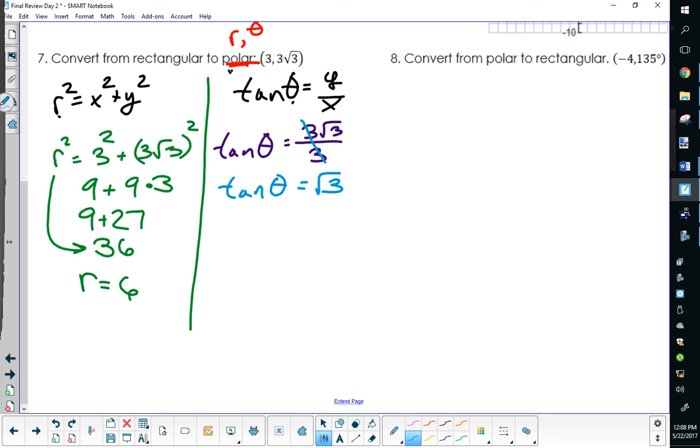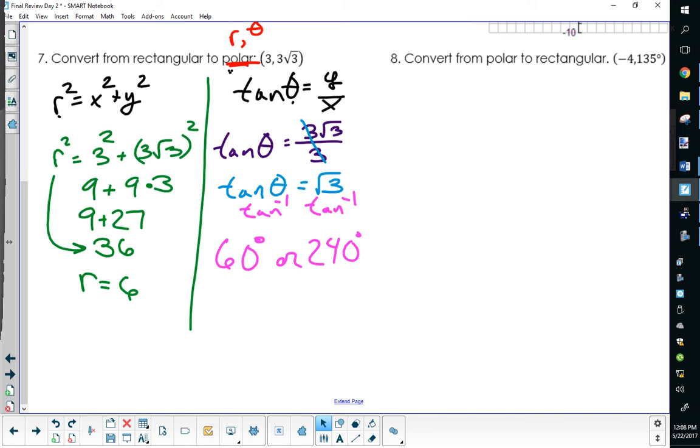And we're going to find it. Where's tangent radical 3? Technically, we're doing inverse tangent on both sides, or better said, I'm going to my unit circle and finding every place that tangent is radical 3. So where on my unit circle is tangent radical 3? 60 degrees, yep, and 240. So my answer is either 60 degrees or 240 degrees.